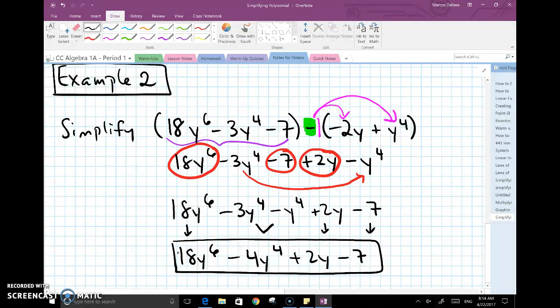So I hope this video helped you out. The key, again, is to recognize what the like terms are. So you want to go by same variable, same power, and the power has to be over the same base.